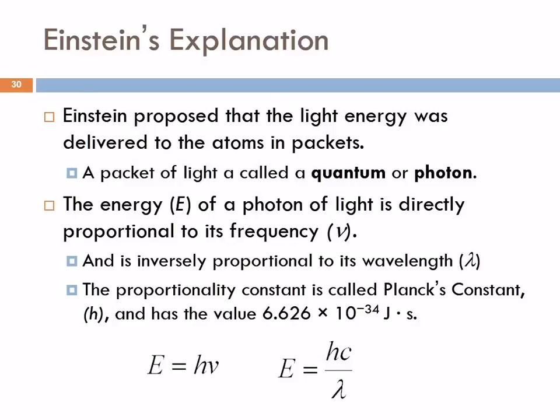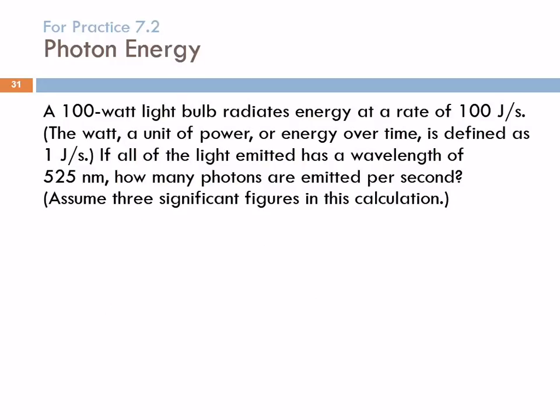So we can do calculations with this. A 100-watt light bulb radiates energy at a rate of 100 joules per second. A watt is a joule per second. Power is energy over time. If all the light emitted has a wavelength of 525 nanometers, how many photons are emitted per second? And they're telling us to assume 3 sig figs because these numbers were written kind of sloppy.